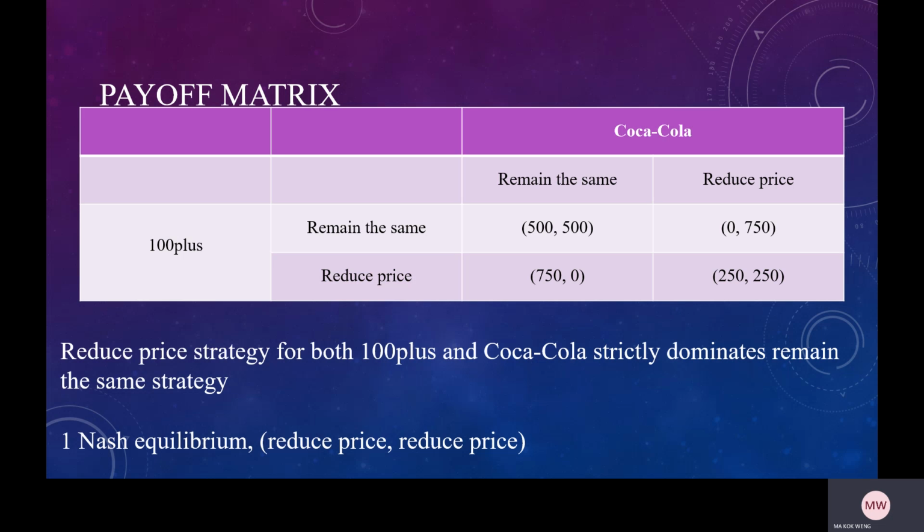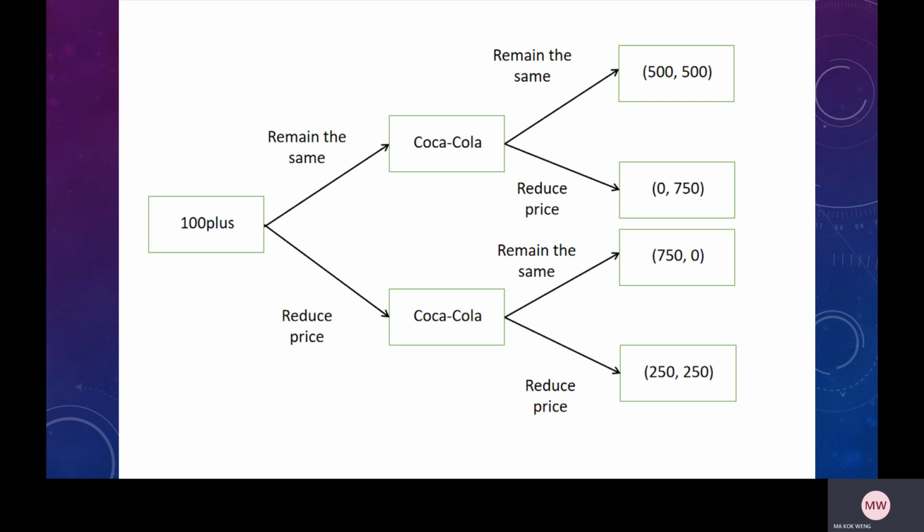This is the payoff matrix. As you can see from this table, the payoff of reducing the price for 100 Plus is 750 and 250. If 100 Plus decides to change their strategy to remain the same, the payoff will change to 500 and 0. So in every aspect, changing strategy from reduce price to remain the same will reduce the 100 Plus profit.